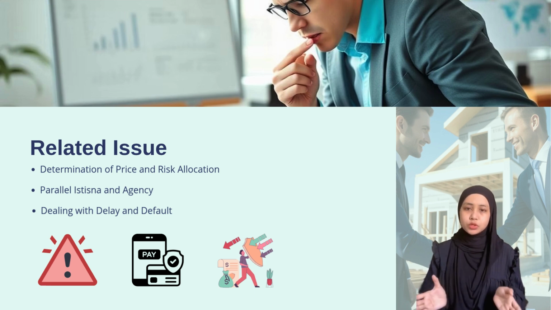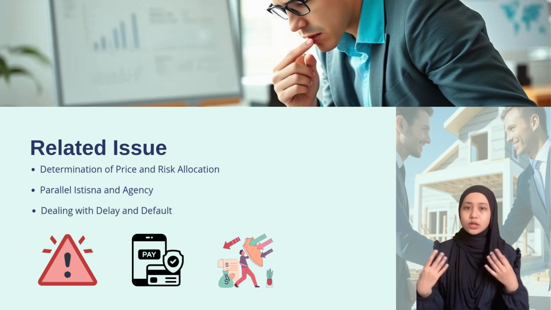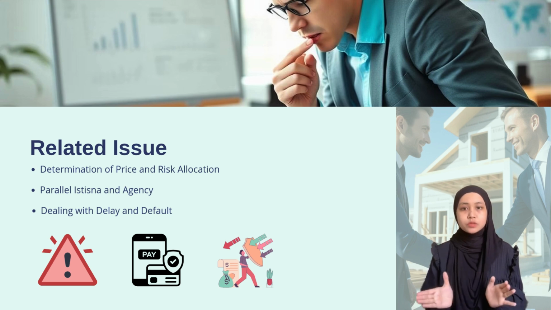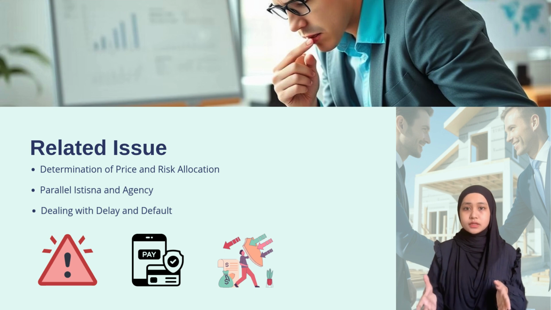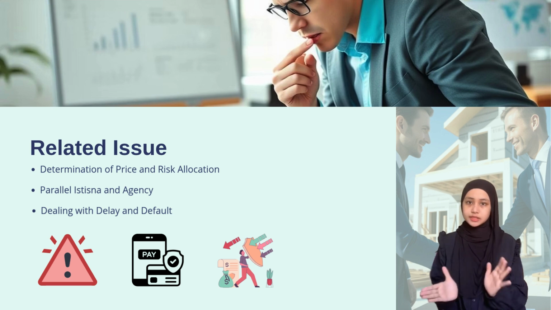Risk allocation between the manufacturer and the financier, usually an Islamic bank, is another crucial aspect. Clear contractual terms are needed to specify who bears the risk associated with material price increases, project delays, and unforeseen circumstances. The second related issue is parallel Istisna and agency.